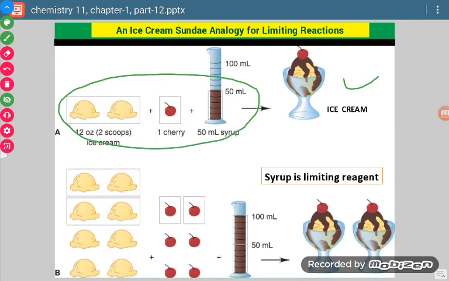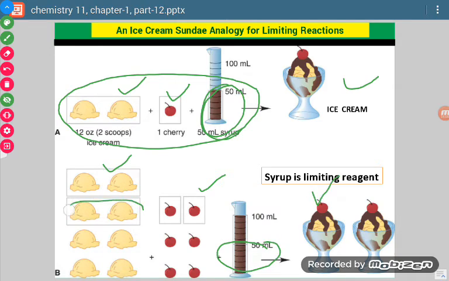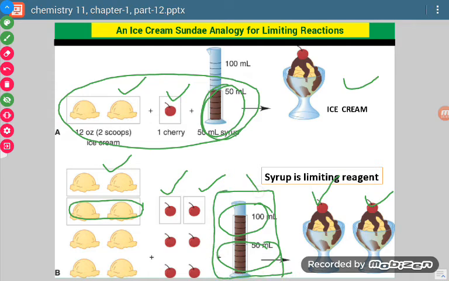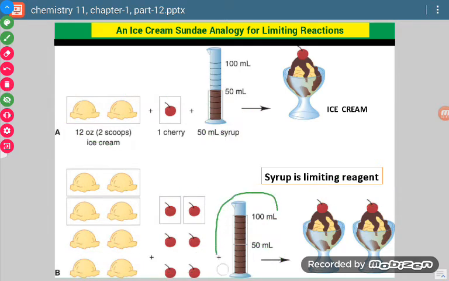So for 50 ml, 1 this and 2 this will be used, meaning 1 this, 2 this and this much will form 1 ice cream. Similarly, this plus this will form this. Now what happened? This particular reactant has been consumed, it is finished, but these are left over. So it means since this was consumed first, it is the limiting reagent.